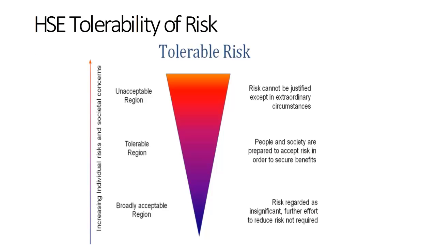We begin by revisiting the triangle that represents the increasing level of risk for a particular hazardous activity, measured by the individual risk and societal concerns it engenders as we move from the bottom of the triangle towards the top. The red zone at the top represents the unacceptable region. For practical purposes, a risk falling into that region is regarded as unacceptable, no matter what the level of benefits associated with the activity may be.